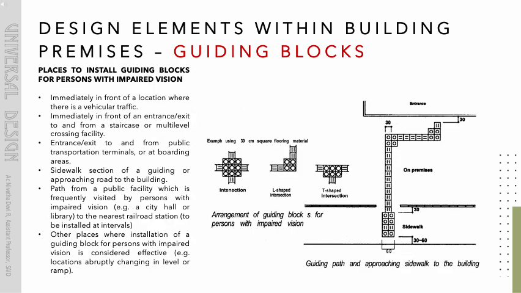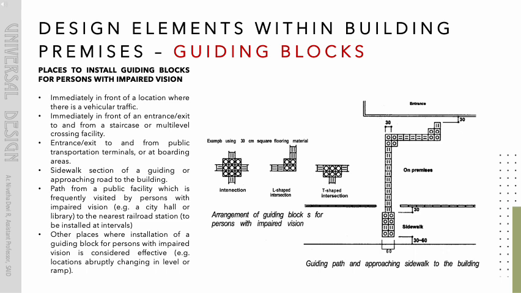Guiding blocks. Places to install guiding blocks for persons with impaired vision: immediately in front of a location where there is vehicular traffic; immediately in front of an entrance/exit to and from a staircase or multi-level crossing facility; entrance/exit to and from public transportation terminals, or at boarding areas; sidewalk section of a guiding or approaching road to the building.